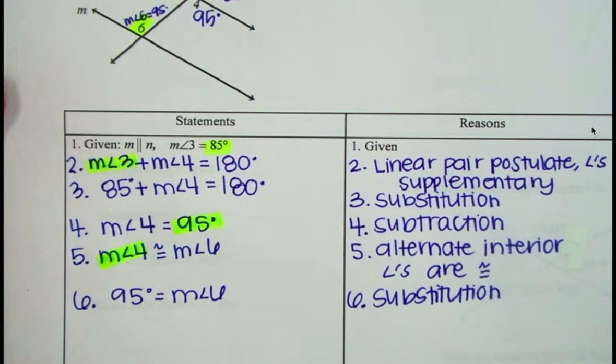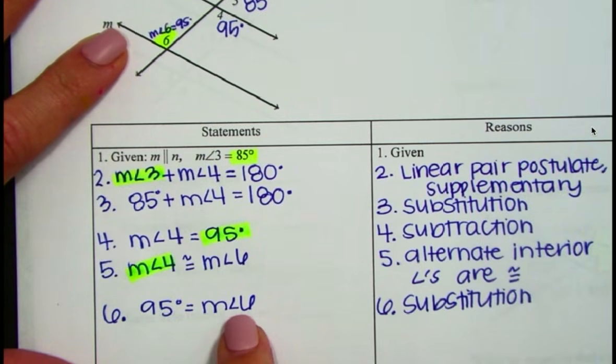And this is what we were trying to prove. We were trying to prove the measure of angle 6 is 95 degrees, and that's what we just proved.